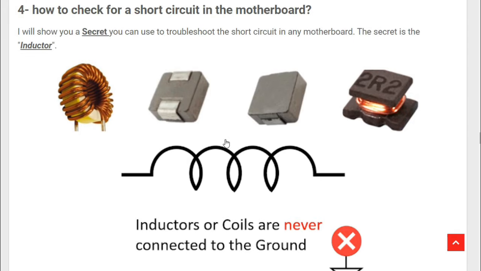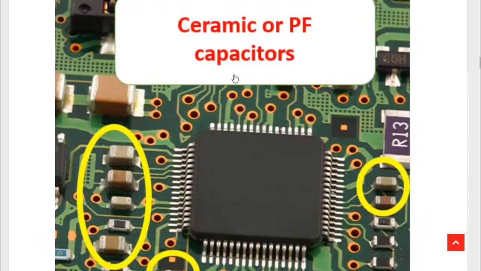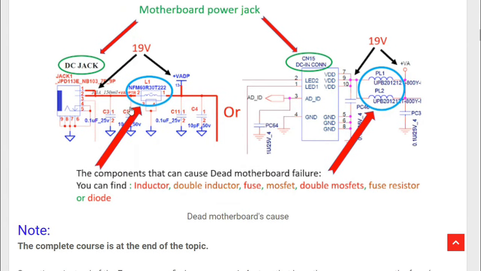As you can see, these are basically inductors or coils. Inductors or coils are never connected to the ground. These coils in a laptop motherboard, and even a computer motherboard, can never ever be connected to the ground. Never. Always the inductors exist in the power rail. Okay? In the power rail. If we go here, for example, to this schematic, let's see the first schematic here. As you can see, it is just like a wire, okay. Here also we have inductors connected to the power rail, to 19 volt.